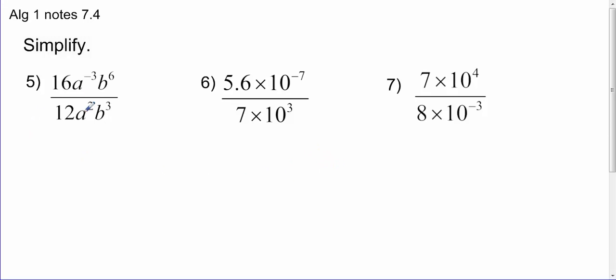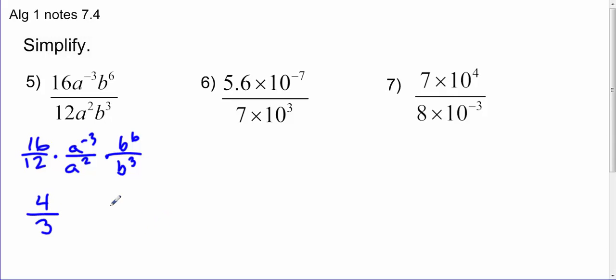Alright, let's go to some that are a little bit more complex, but we're using the same concepts. Now let's treat this as 3 separate problems. 16 over 12 is one of them. a to the negative 3 divided by a to the 2nd is the next one. And then b to the 6 over b to the 3 is the last. We're going to simplify whatever we can. 16 over 12, 4 goes into both of those, so that would be 4 over 3, 4/3.